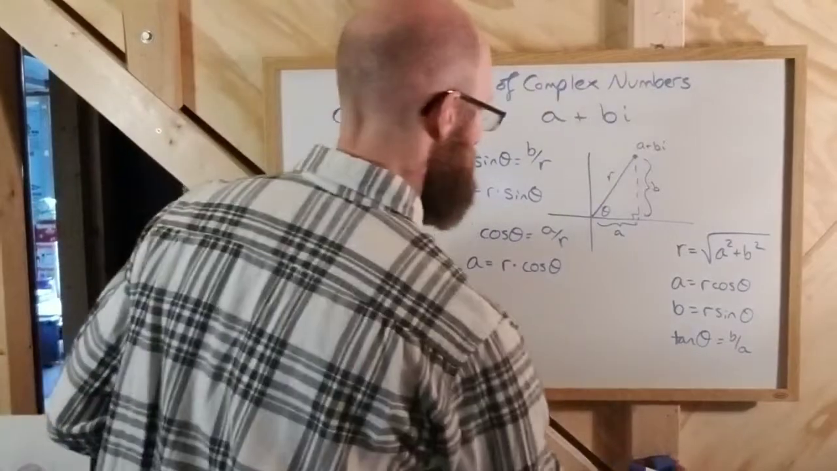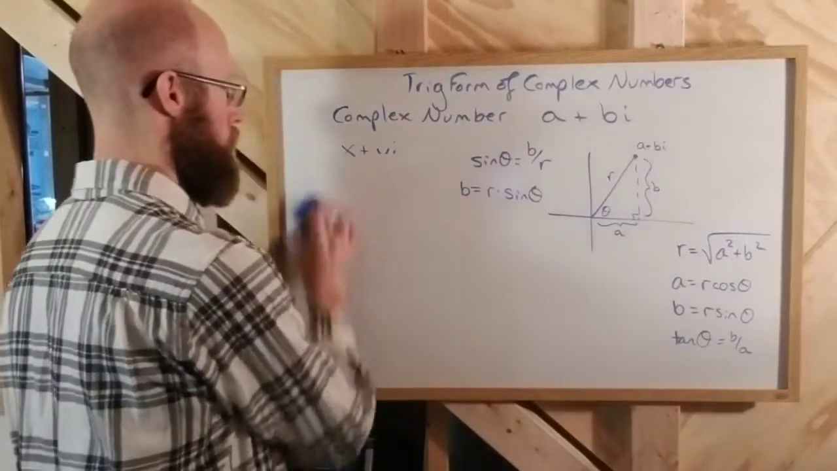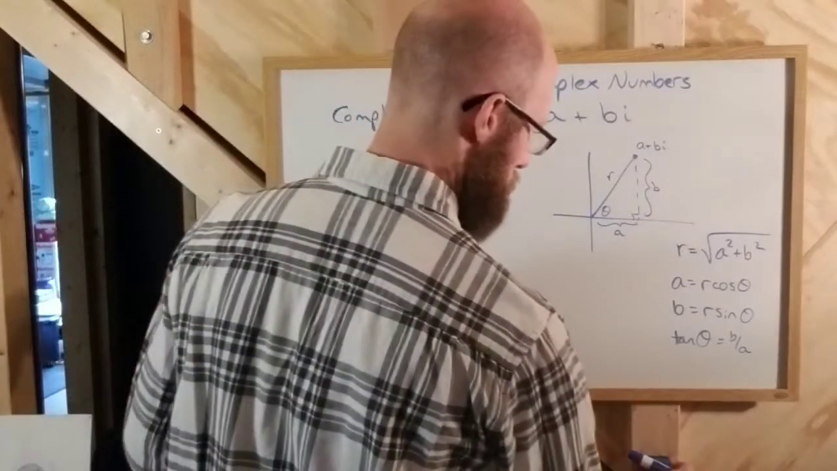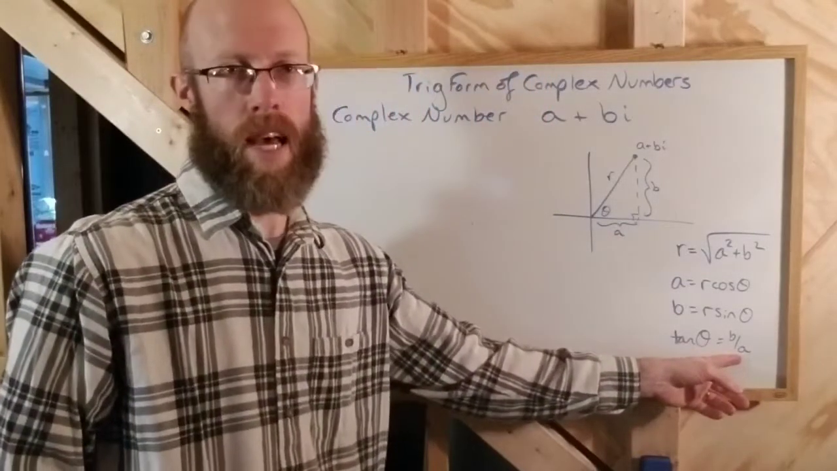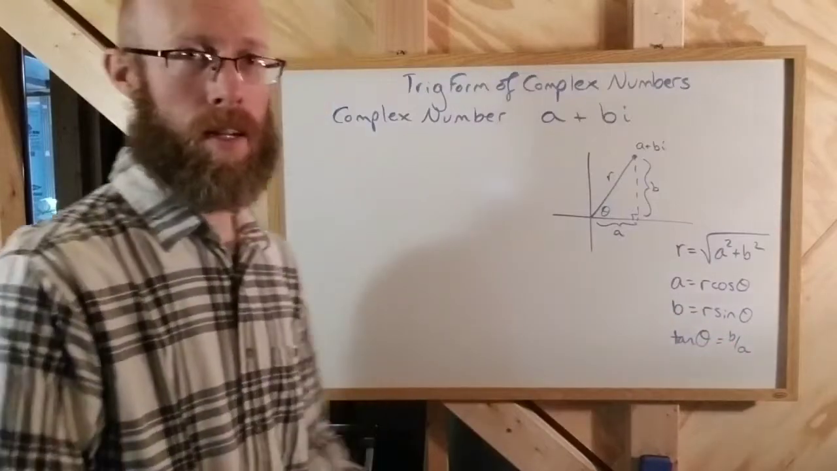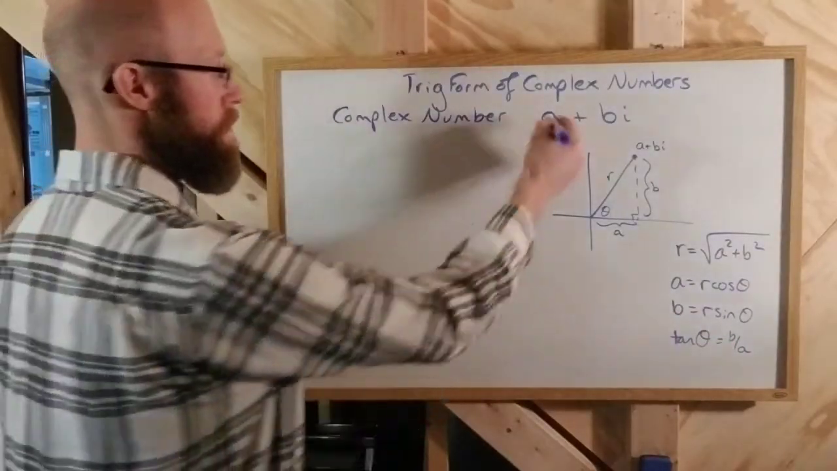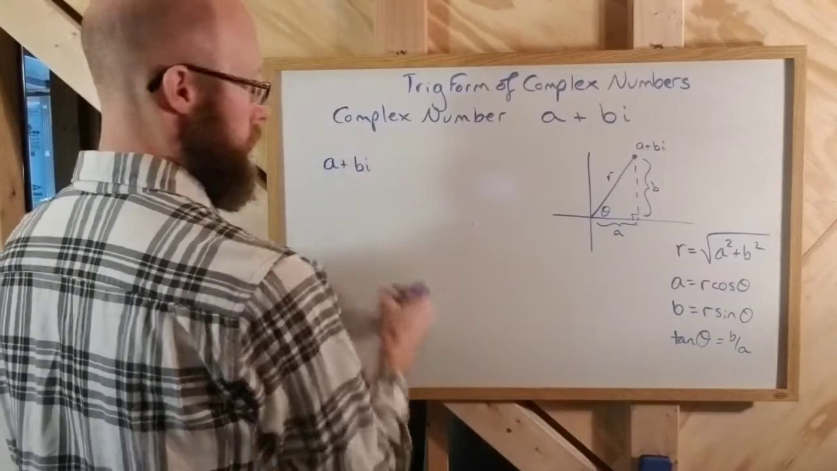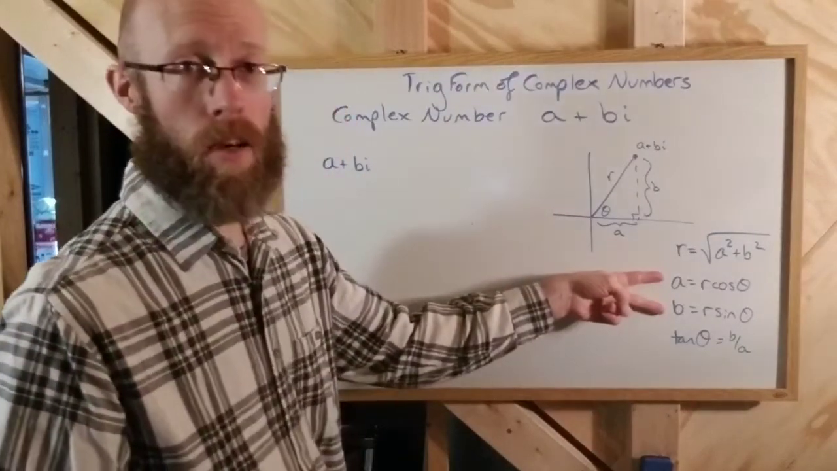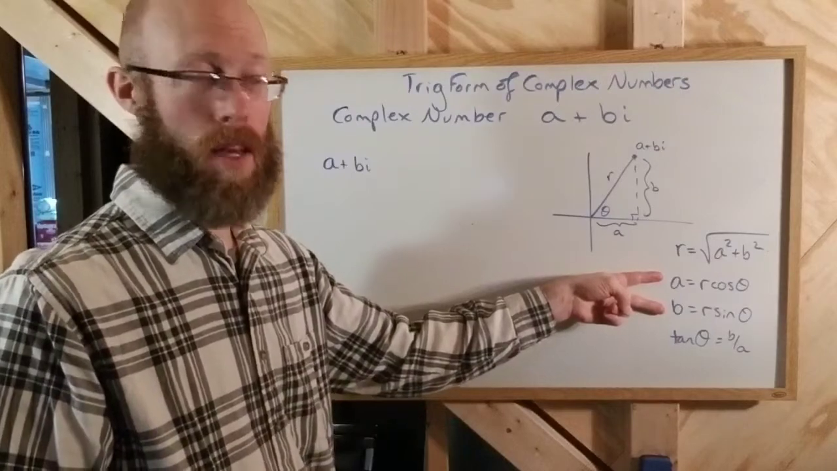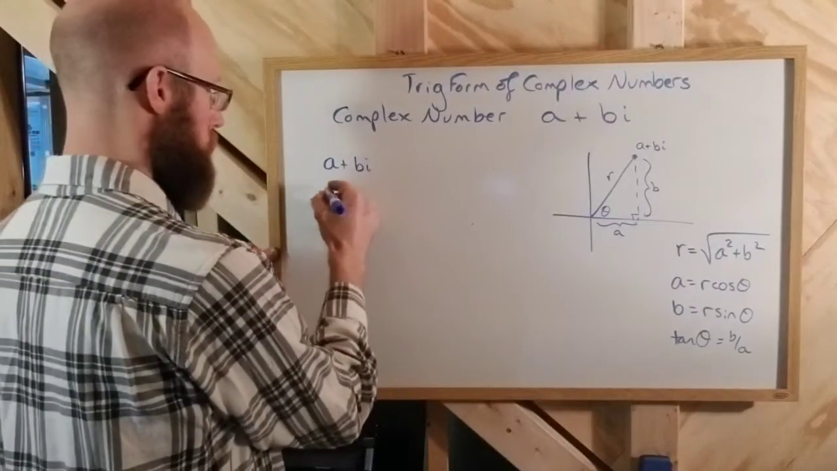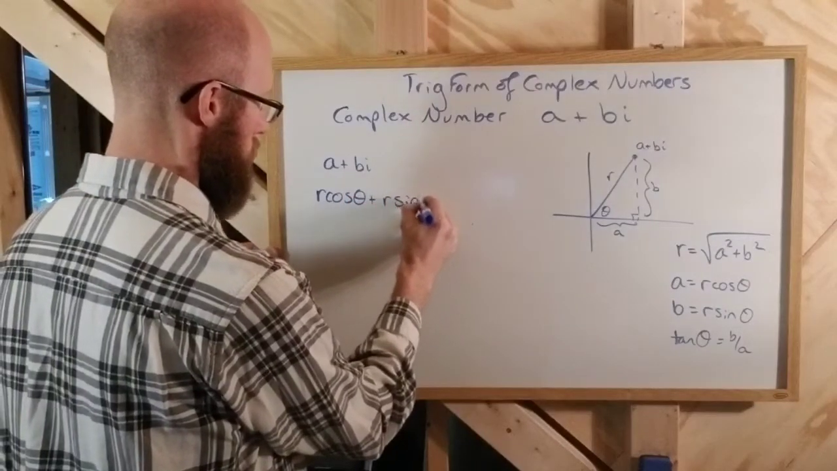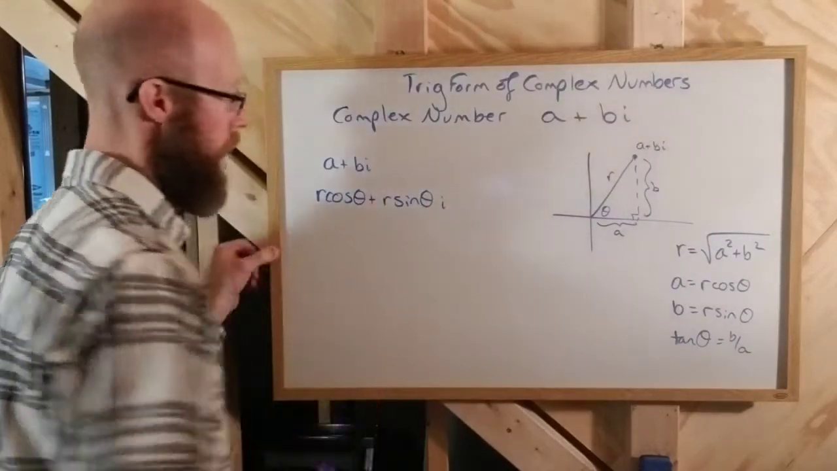Well, now, using those formulas, and again, your textbook likes to use x instead of a and y instead of b, but again, it doesn't really matter. For a complex number a plus bi, if you were to replace the a and the b with r cos theta and r sine theta respectively, you would have r cos theta plus r sine theta times i.